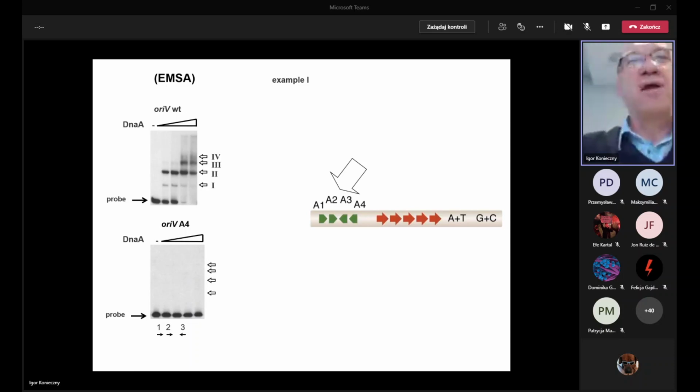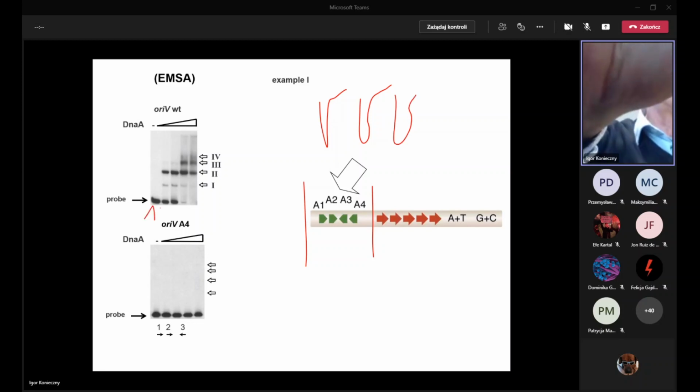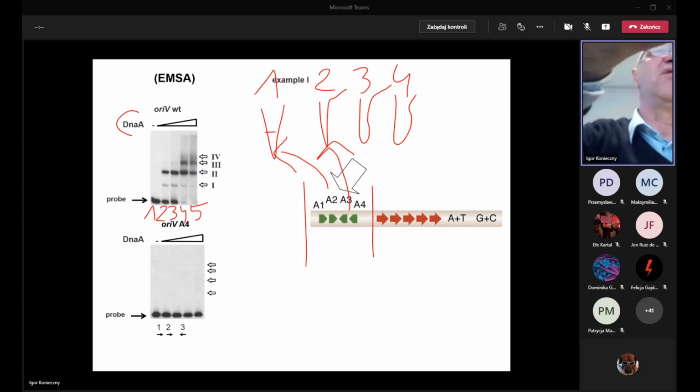So please remember how the electromobility shift assay works. You are taking a DNA fragment, for example this, and then you make experiments with different reactions. So it's going to be one tube, the second tube, the third tube: 1, 2, 3, 4, and 5. And this is reaction number 2. In reaction number 1, you have a piece of DNA and nothing else. Then you have a piece of DNA and a particular concentration of DNA protein. And then with another tube and another tube, you have an elevated concentration of DNA protein.